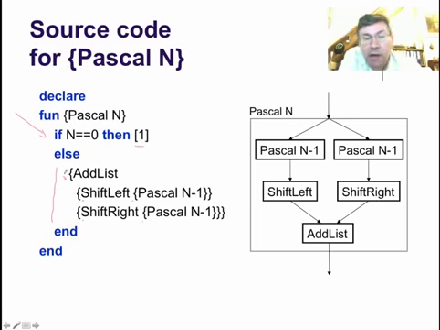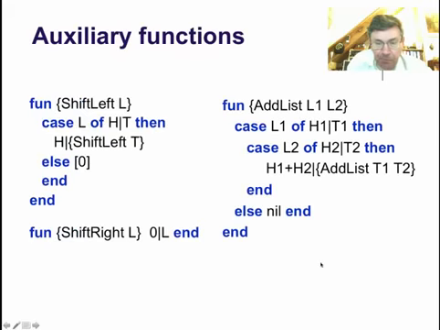At the right, I have a graphical representation. The n comes in at the top. It's given to both Pascal n minus 1 calls. So I do subtraction by 1, and then I call Pascal. The result goes to shift left and shift right. The result of shift left and shift right goes to add list, and the final result is the output.